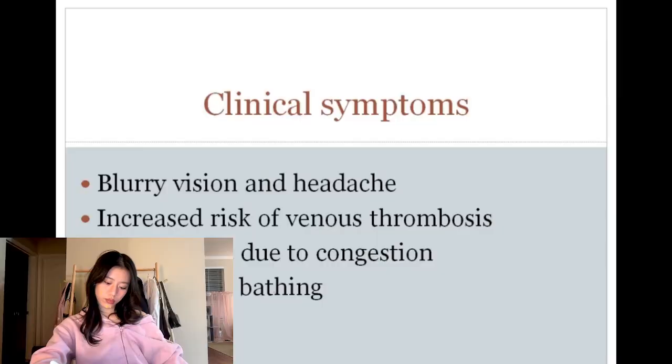Clinically, the patients are going to get symptoms of hyperviscosity. Now, the idea here is that the blood gets loaded with red blood cells and becomes super thick.